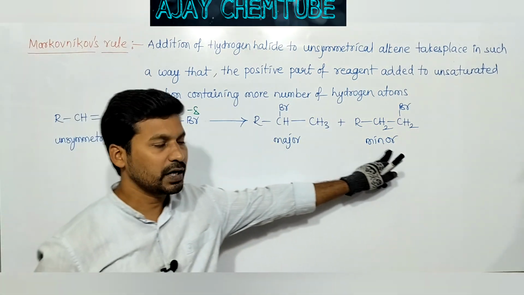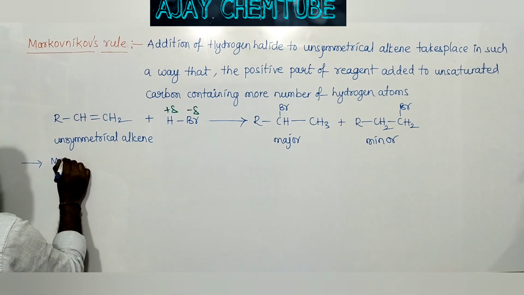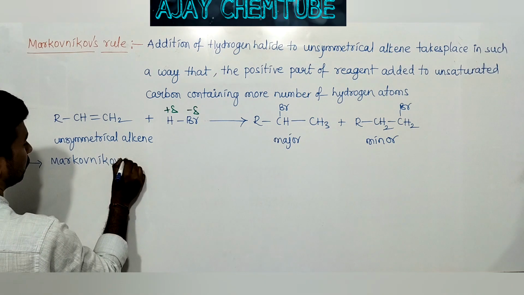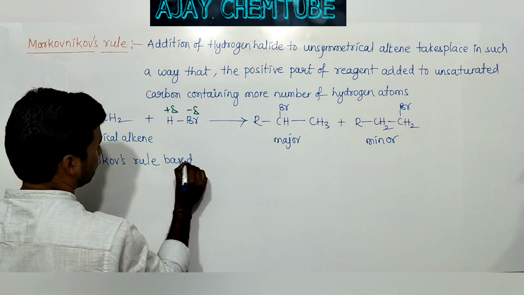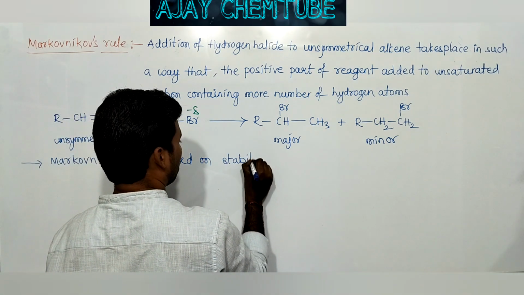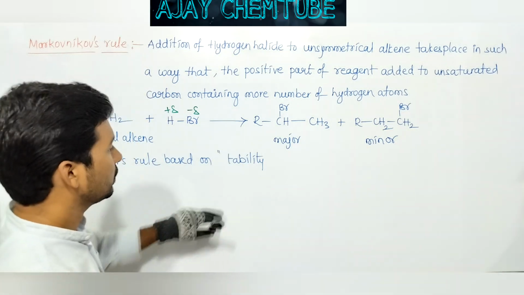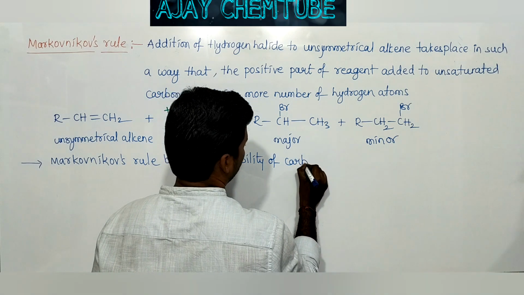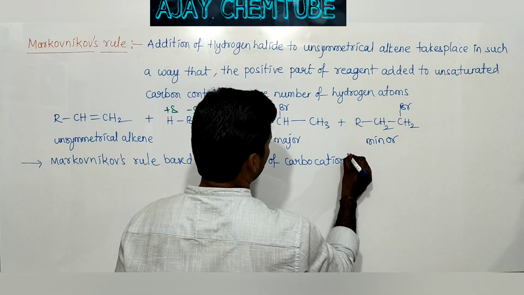Markovnikov product, anti-Markovnikov product. Markovnikov's rule is based on the stability of carbocation. He proposed the rule on the basis of the stability of carbocation.